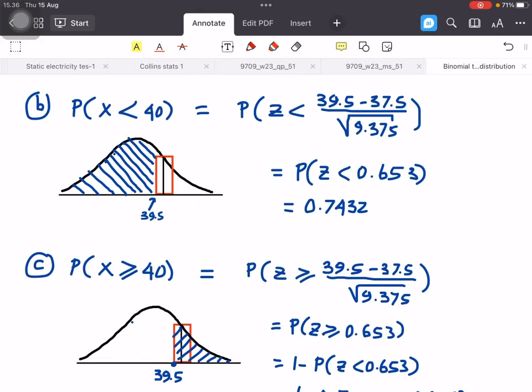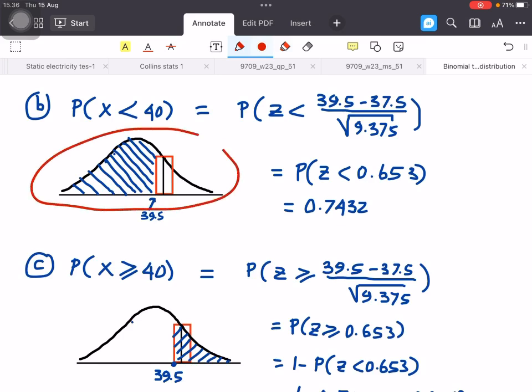Now what about a question like in part B? In part B, we are asked to find probability X less than 40. So the 40 here, this time the 40 is not included. So we are using the same diagram, but since the 40 is not included, the rectangle is not shaded. So the shaded area is only until this.